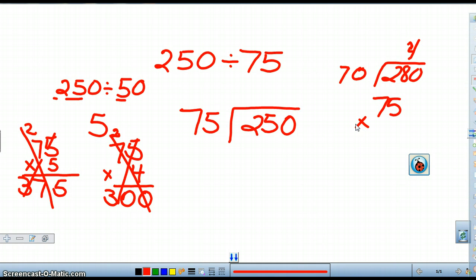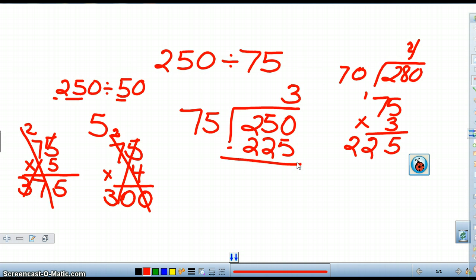75 times... These were too large. They gave us a product that was bigger than 250. 5 was too large, 4 was too large. What should I try? 3. Okay, now that's smaller than 250, but if we go up, it's too large, so we need to use this number, right? Because we can't be larger than 250. So 75 times 3 is 225.